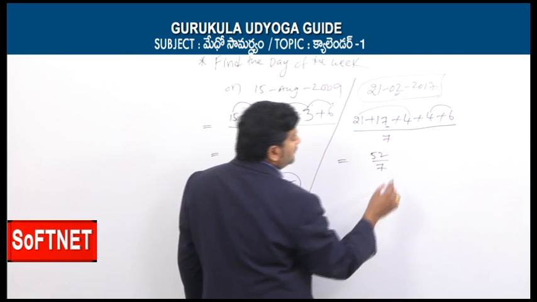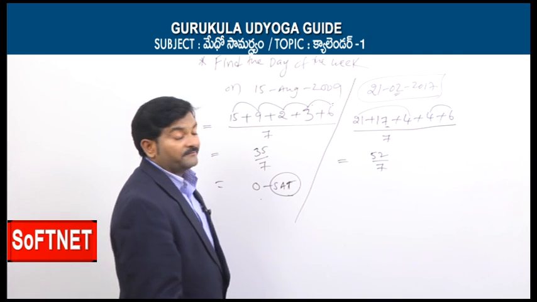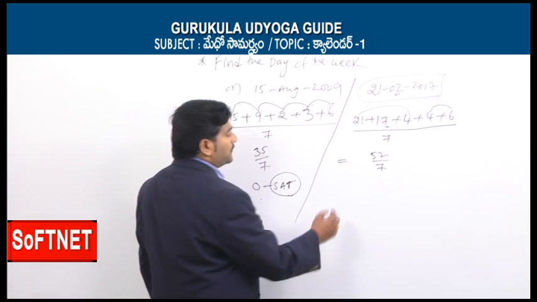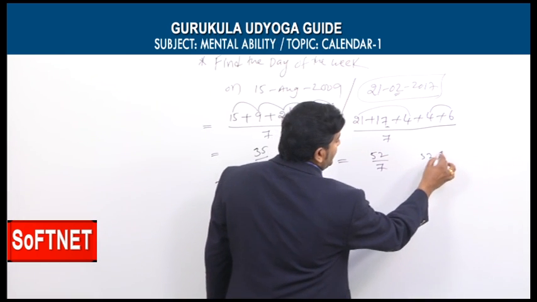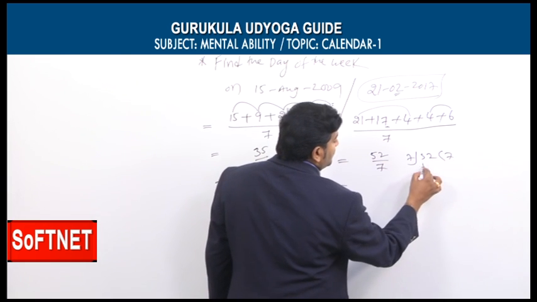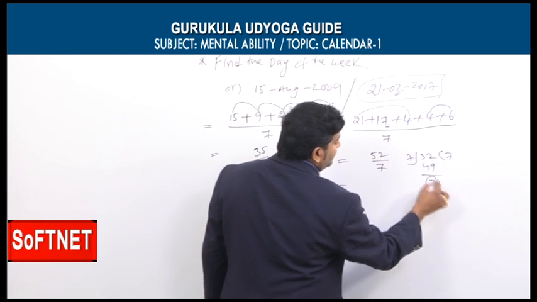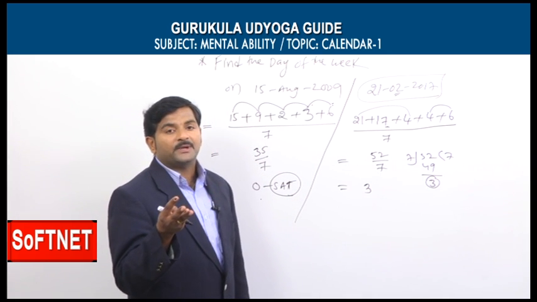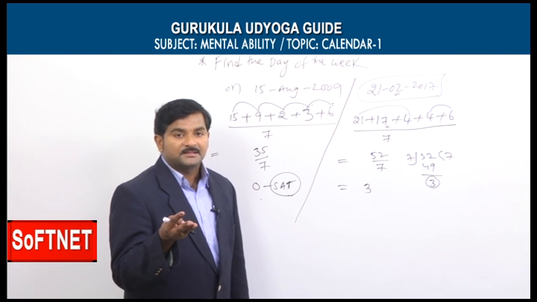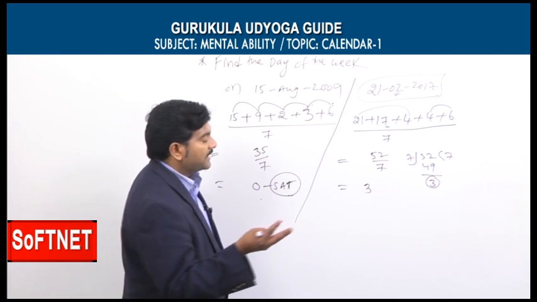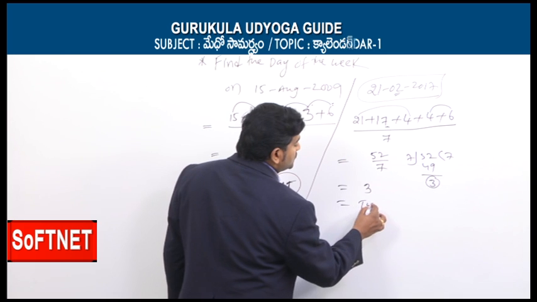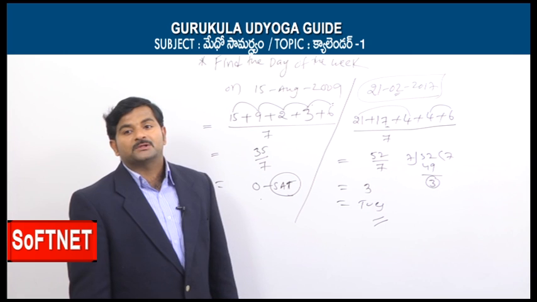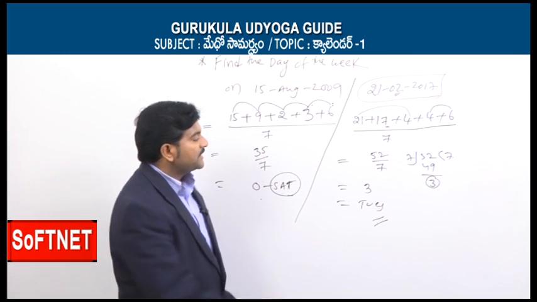Divide 52 by 7. Here we need to take only the remainder. So 52 by 7, I will do the actual division. 7 7s are 49. What is my remainder? 3. If the remainder is 3, according to the day codes, 0 means Saturday, 1 means Sunday, 2 means Monday. So what will we get for 3? Tuesday you will get.